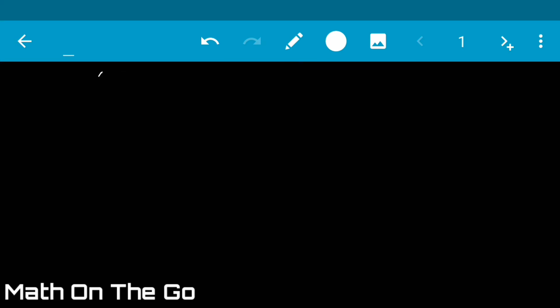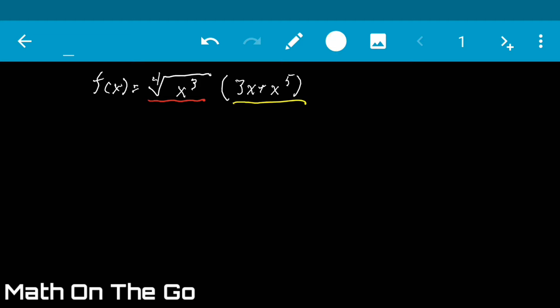So we have f of x equals the fourth square root of x to the third, and that is going to be multiplied by 3x plus x to the fifth. Again, this is our first, this is our second. So before going into taking the derivative, let's turn this part right here into a fraction because it makes doing derivatives a whole lot easier.